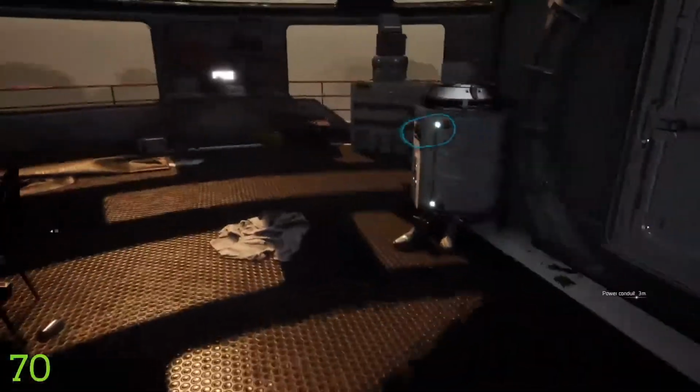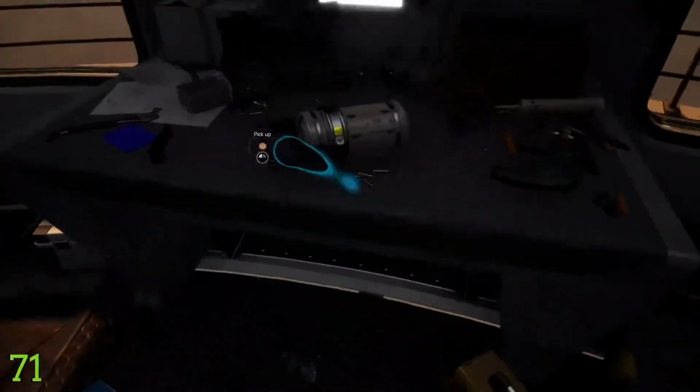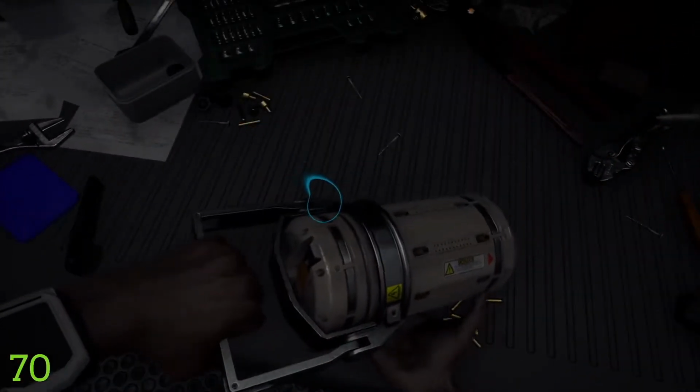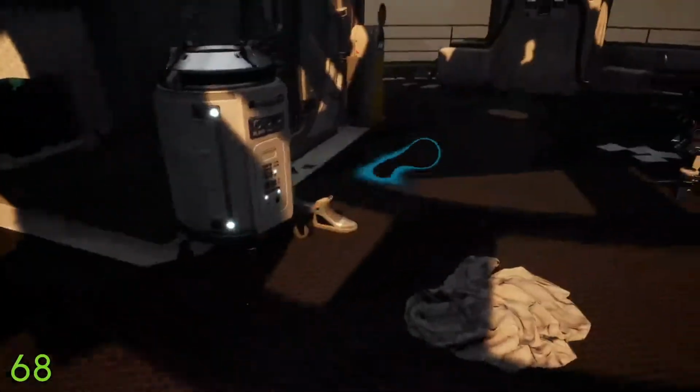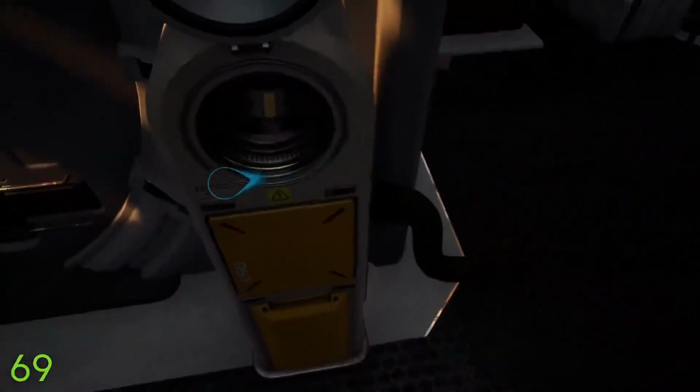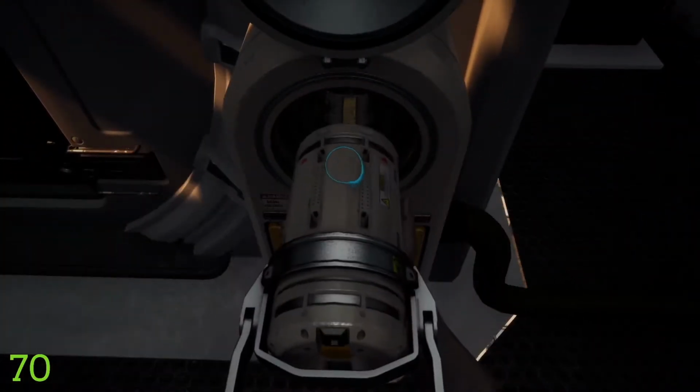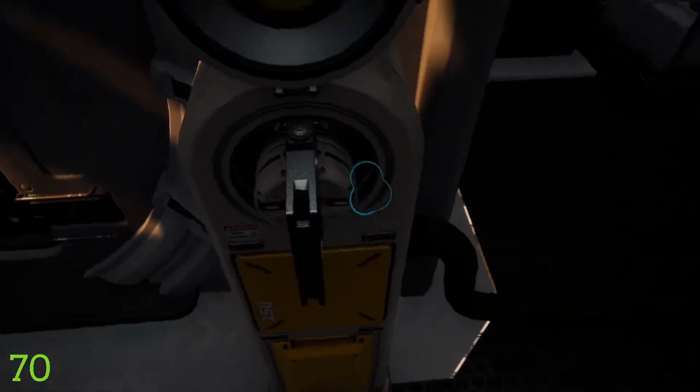Right, we need the power conduit. Okay, apparently that didn't save. That didn't count as a checkpoint, which is bullshit. Which means we have to do this all again. But that's okay because we know exactly how we need to do it. And I don't have to read through everything like I did before.